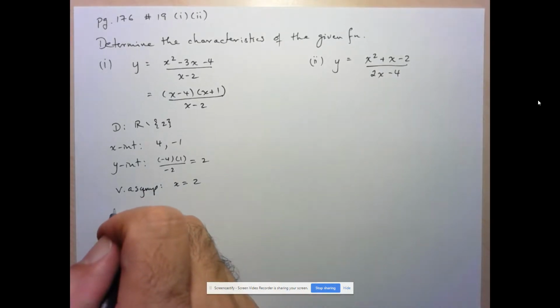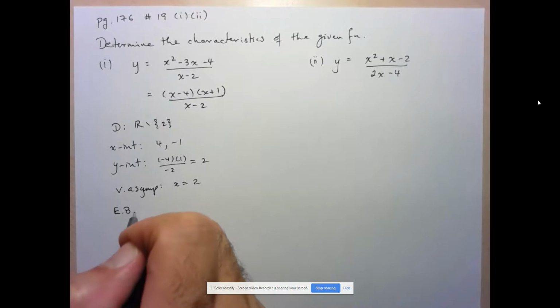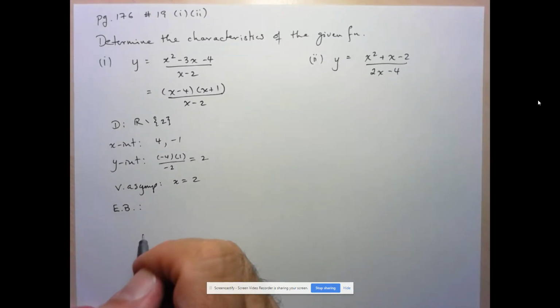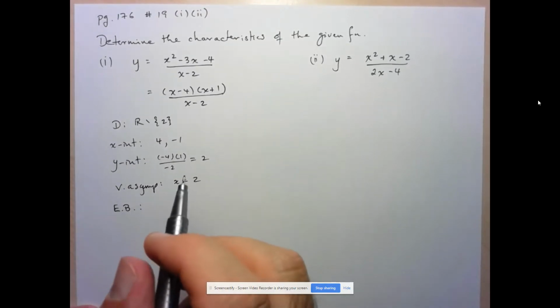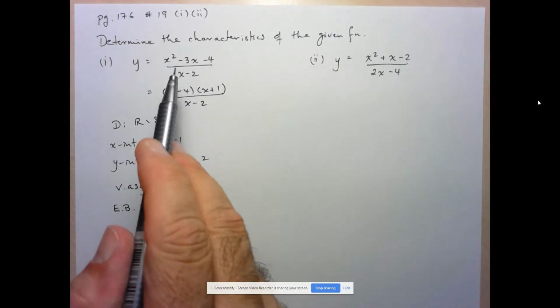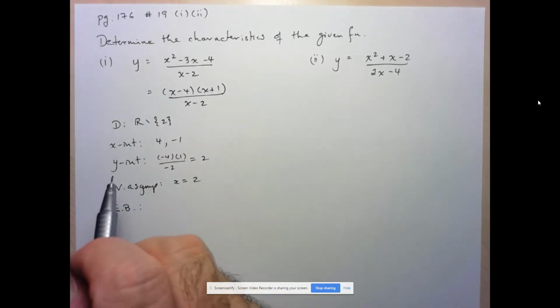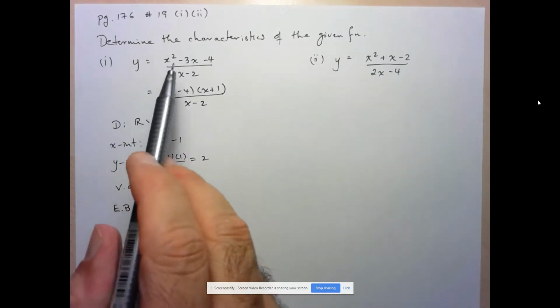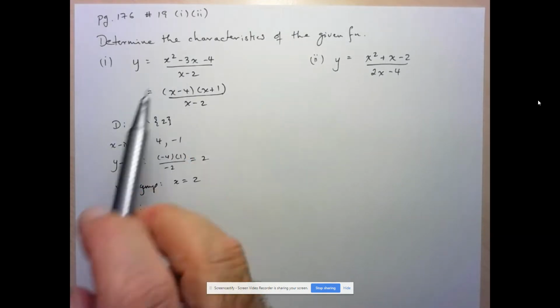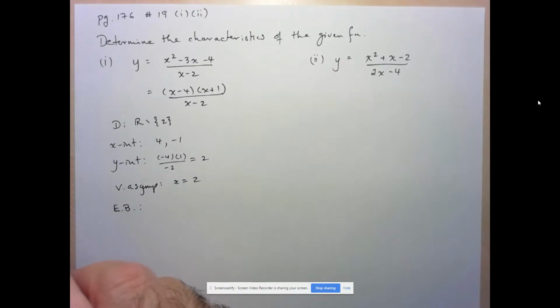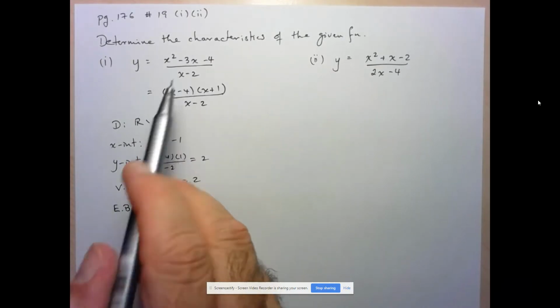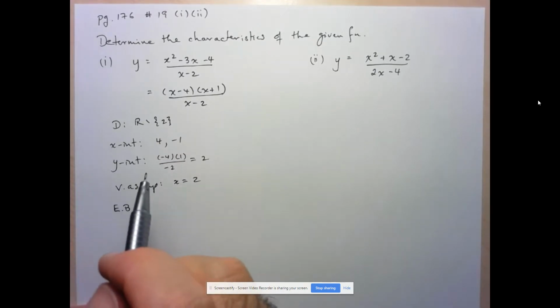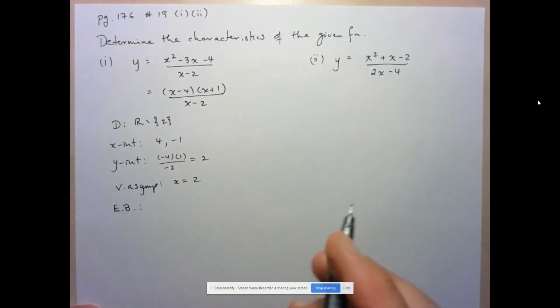Okay, now let's look for the end behavior. I know it's going to approach positive or negative infinity, but it's going to do so in a very particular way. It's going to approach a linear oblique asymptote. And the way we determine the equation of that asymptote is we actually perform the division on this rational expression. Since I'm dividing by a linear divisor, I can use synthetic division.